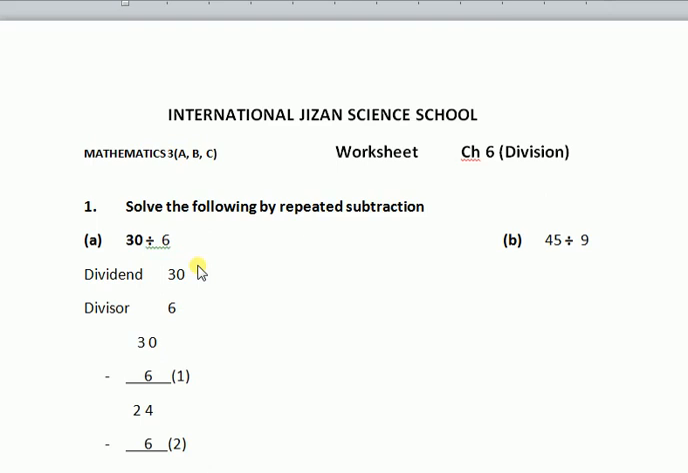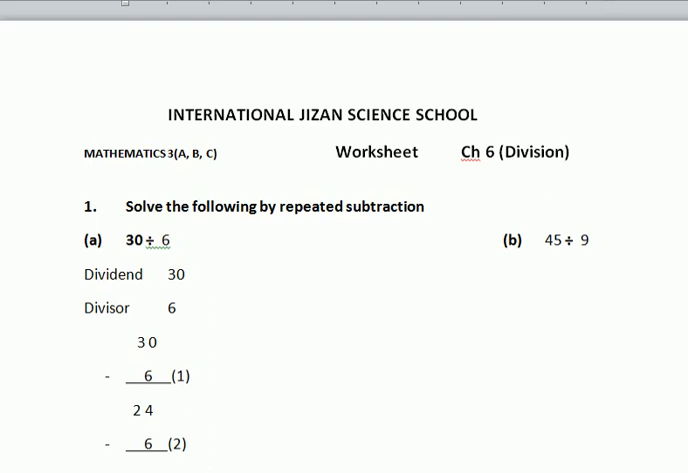What we have to do: this 30 you have to write up, then we have to subtract the divisor. This 6 you have to write down. You have to subtract this 6 from 30. 30 minus 6.